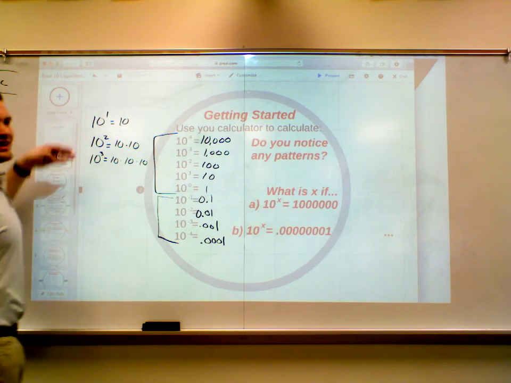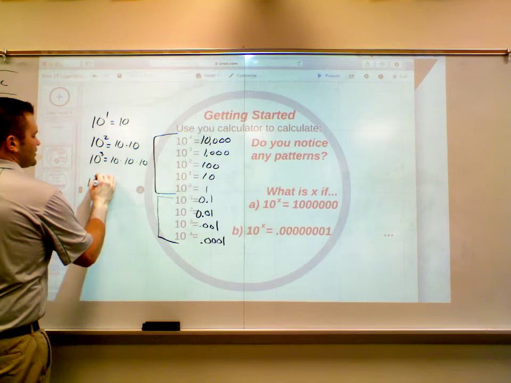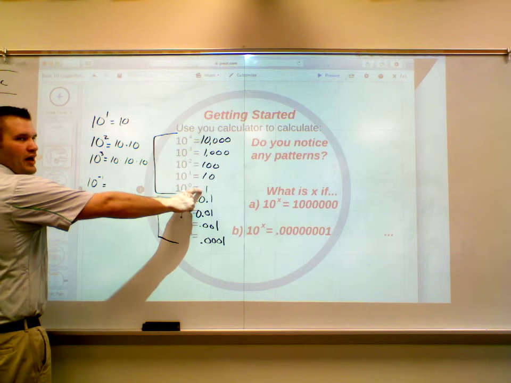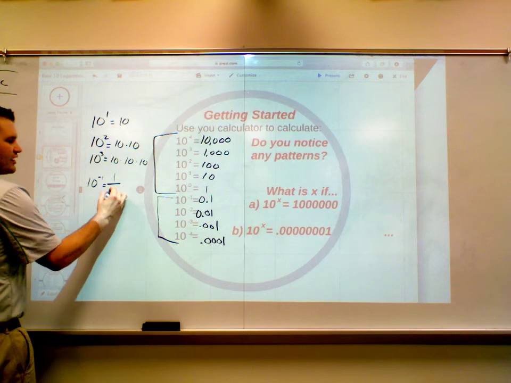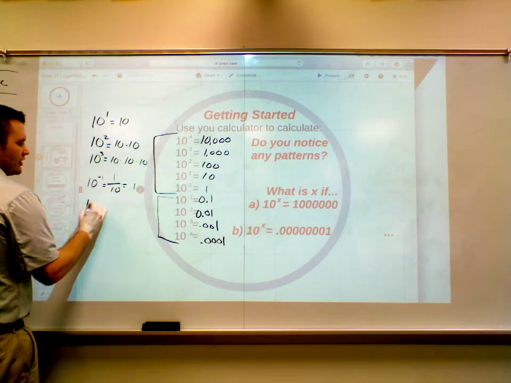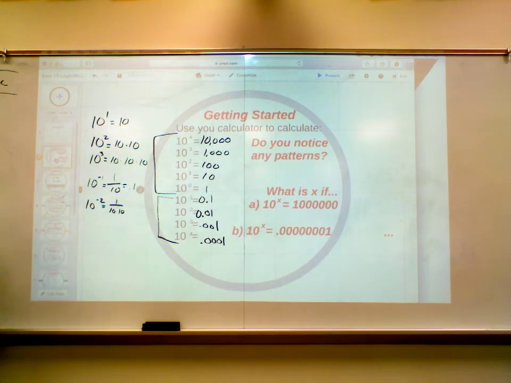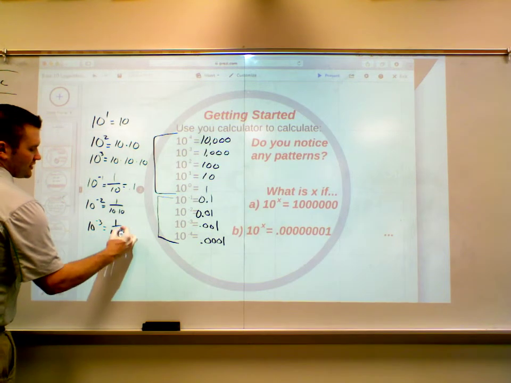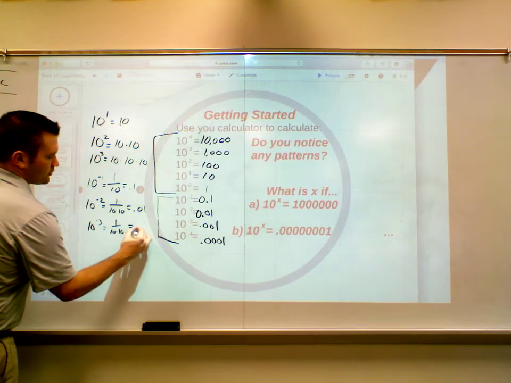So when we have positive exponents, that means we are multiplying, right? What do negatives do? Divide. So if I have 10 to the negative 1, what does that mean? It's divided by 10. It's 10 to the 0, which is 1, divided by 10, which is 0.1. 10 to the negative 2 is 1 divided by 10 times 10, or 100. 10 to the negative 3 is 1 divided by 10 times 10 times 10, or 1,000. We'll write these all out real quick.